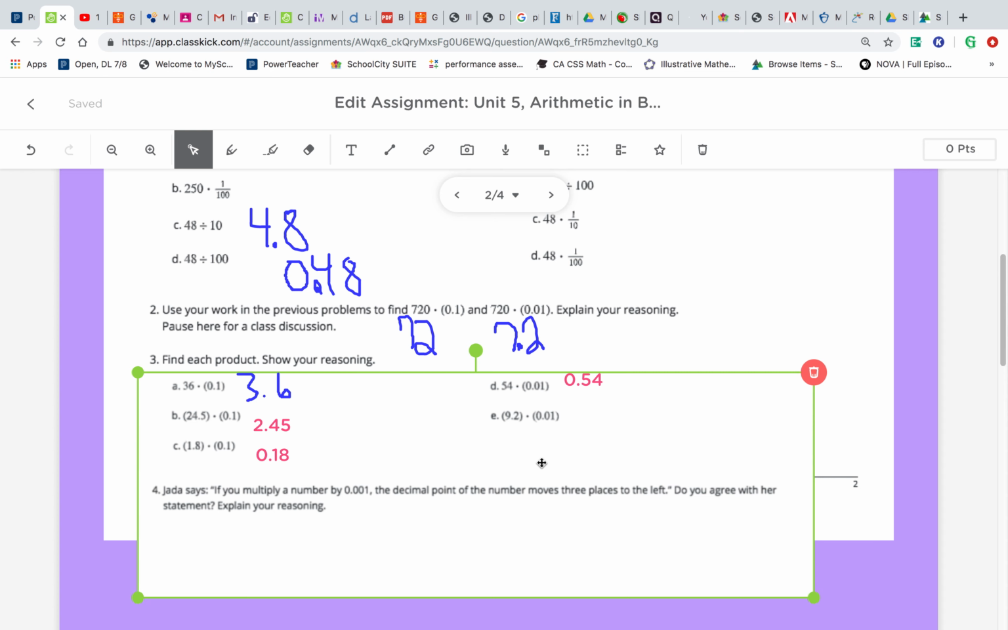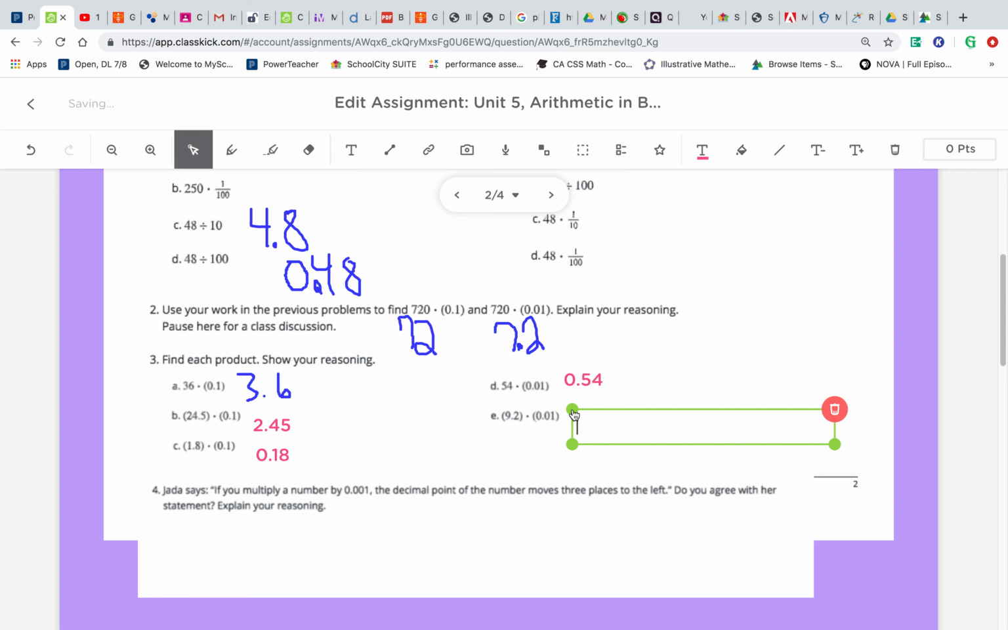And then for letter E, 9.2 times 0.01, we're multiplying times 1/100th. We're going to move the decimal point 2 places to the left. So if I come in with 9.2, and I've got to go 2 places to the left, that means I need to go one spot to the left. It's right here, right? So one spot to the left would put it on this side of 9. I need to go one more spot.